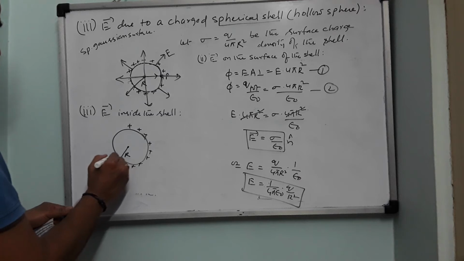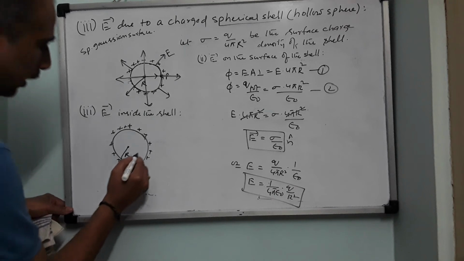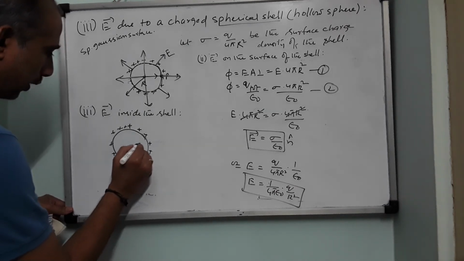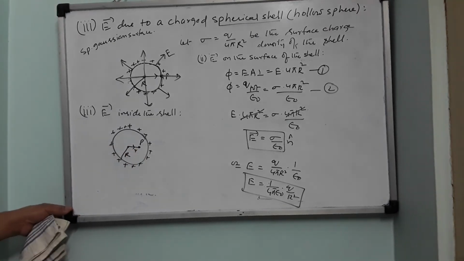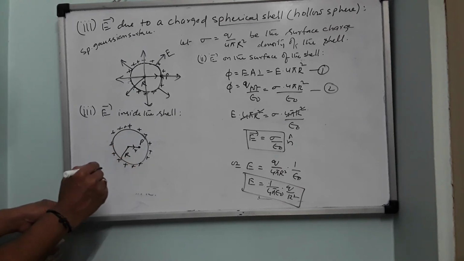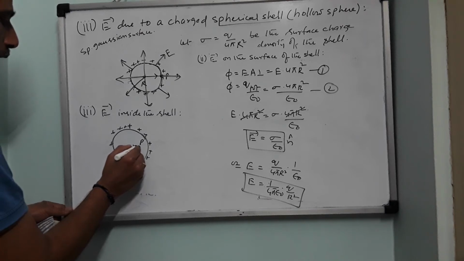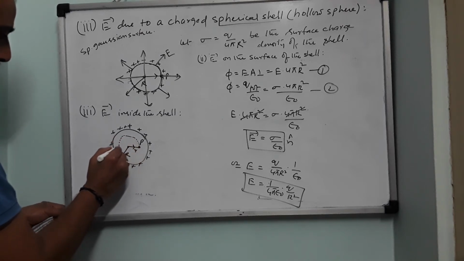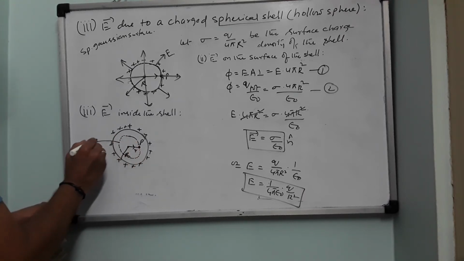It is now getting distributed uniformly like this. Now I consider a point here, which I name P, at a distance r. So P is taken inside the shell. Now to calculate electric field at point P, I should construct a Gaussian surface. Now the Gaussian surface is like this. So this is the Gaussian surface.